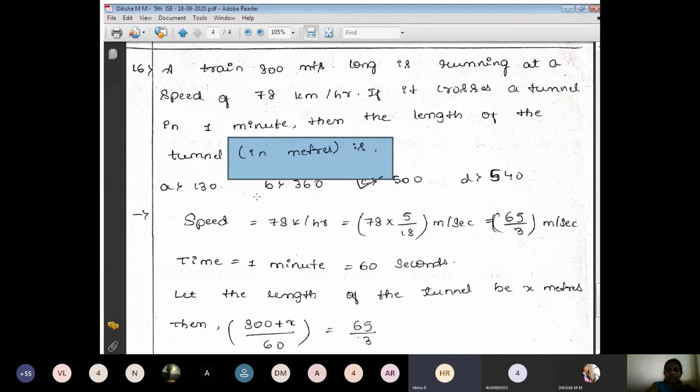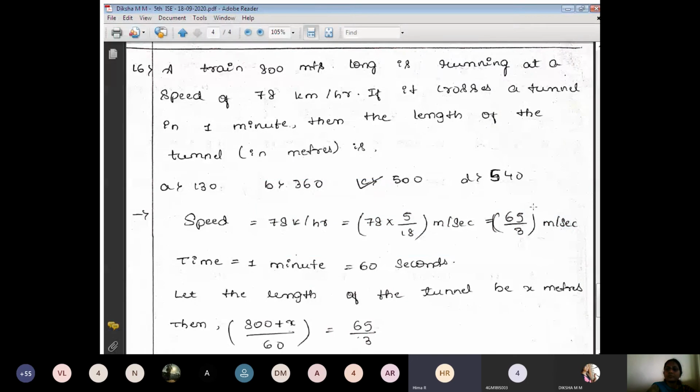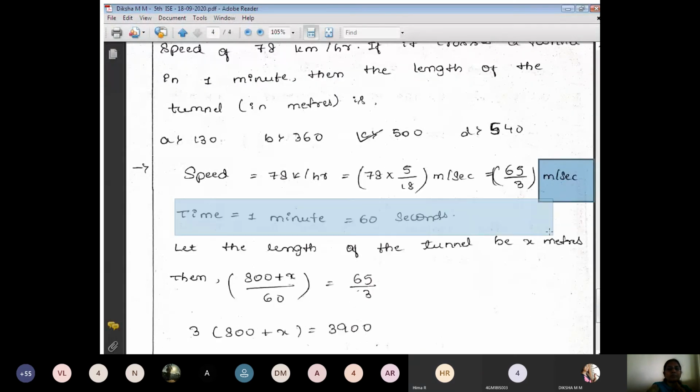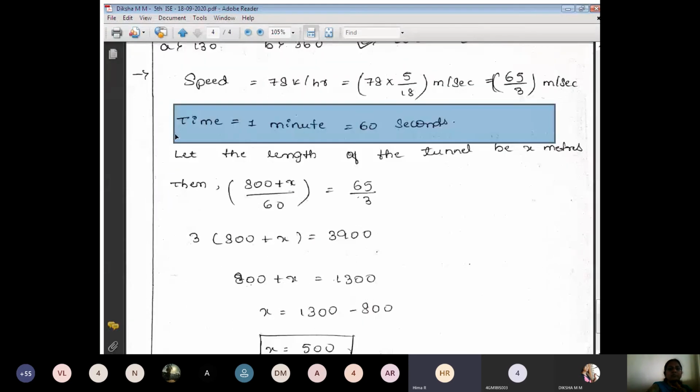First, speed is 78 km per hour. We have to convert kilometer per hour to meter per second. The formula is the given value into 5 by 18. So the value we get is 65 by 3 meters per second. Next, the time given is 1 minute. We'll convert that minute into seconds. So 1 minute is equal to 60 seconds.